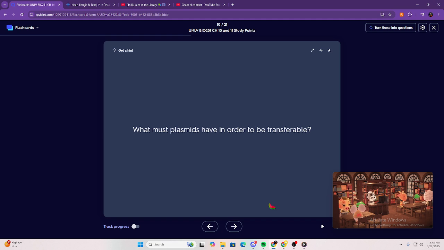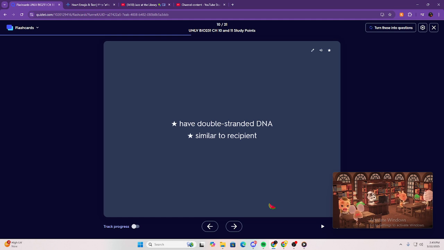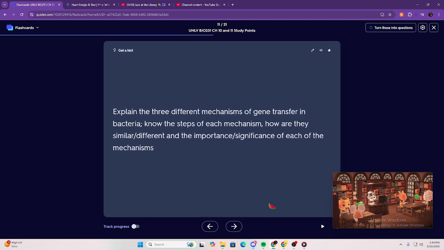What must plasmids have in order to be transferable? Like I said, regular plasmids, not resistance plasmids, have a narrow host range. So they need to be transferred to another bacterial cell that is double-stranded and also has similar characteristics to the recipient, or to the host, sorry.